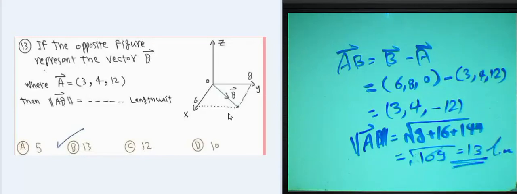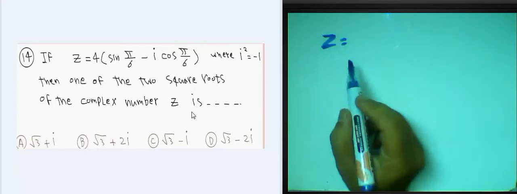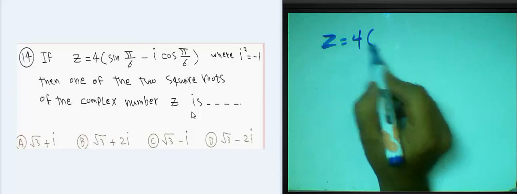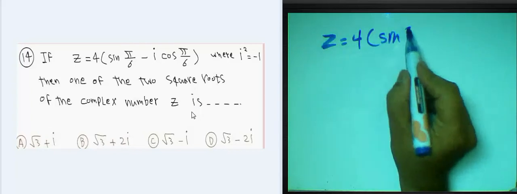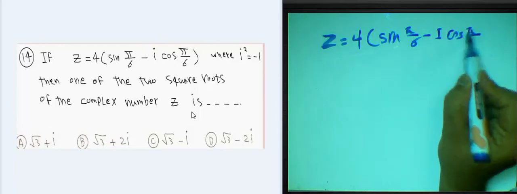Okay, choose letter B about question 13. Question 14: if z equals 4 times (sin π/6 − i cos π/6), and i to the power 2 equals −1, then one of the two square roots of the complex number z is blank. Okay, first we must change this into the form of a complex number: 4 multiplied by (sin π/6 − i cos π/6).